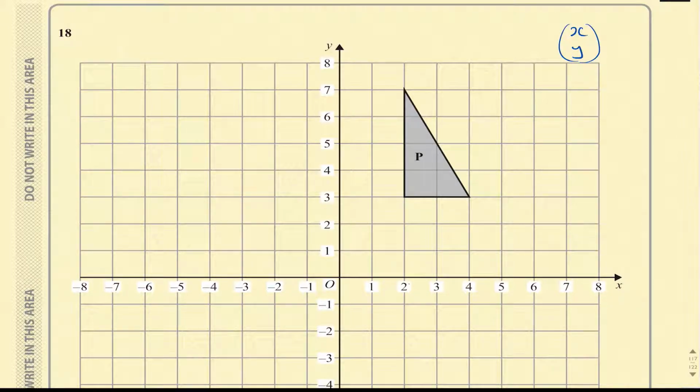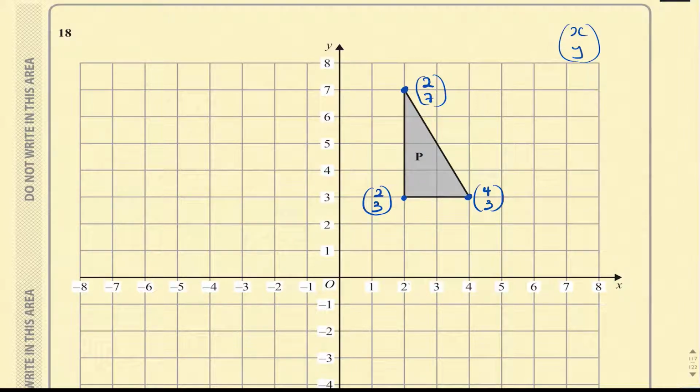So the x first, for each point. There are 3 points here. X first will be, so this point here, so the points we're looking for, the vertex. So this first vertex will be (2, 3). The next one, the vertex is (4, 3). And this point here, the vertex is (2, 7).